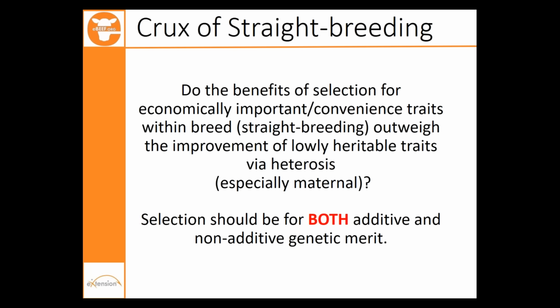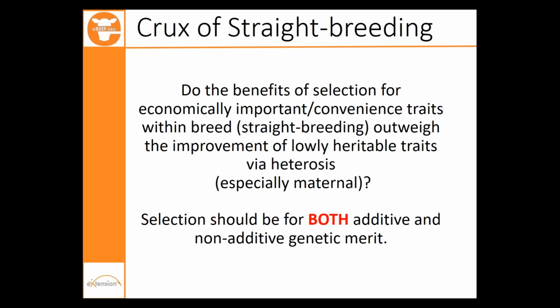And so I call this the crux of straight breeding, right? It's understanding whether the benefits of selection for economically important or convenience traits within breed, i.e. straight breeding, outweigh the improvement of lowly heritable traits that we might gain via heterosis, particularly maternal heterosis. And the reality is that in our selection system, as you suggested earlier, we can have our cake and eat it too by including both additive traits, or EPDs, and selection indexes in our individual animal selection strategies, but then capturing those non-additive or heterosis effects that are really important for genetic merit improvement of lowly heritable traits via the breeding system that we implement.